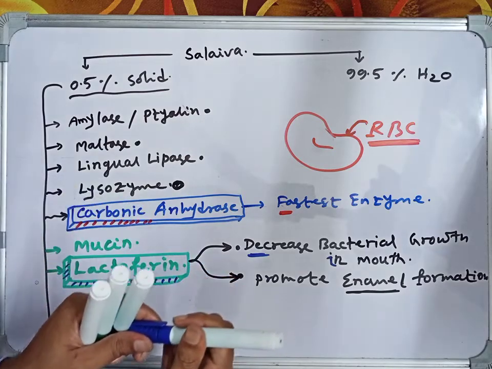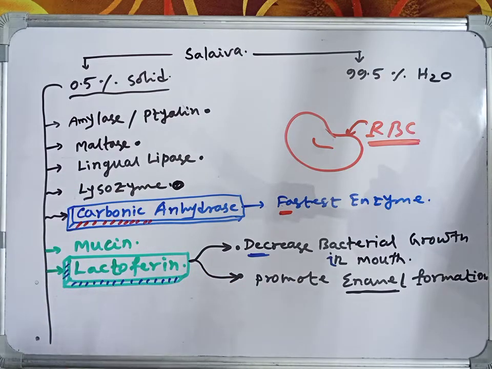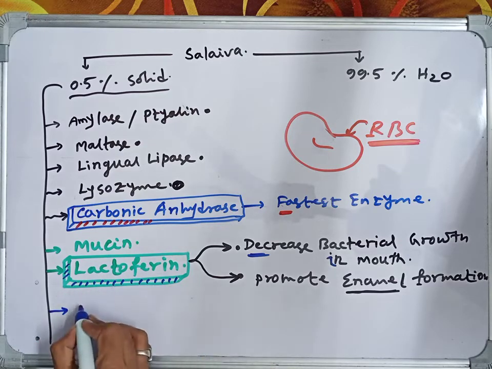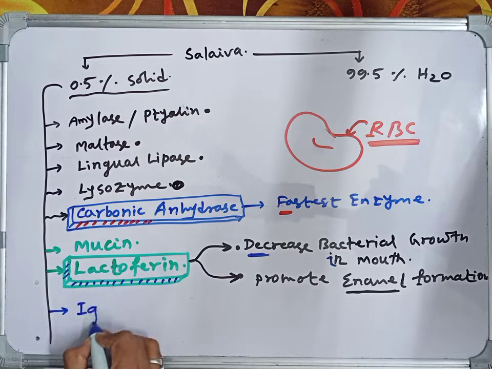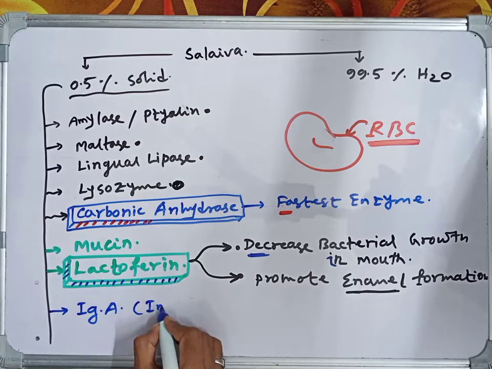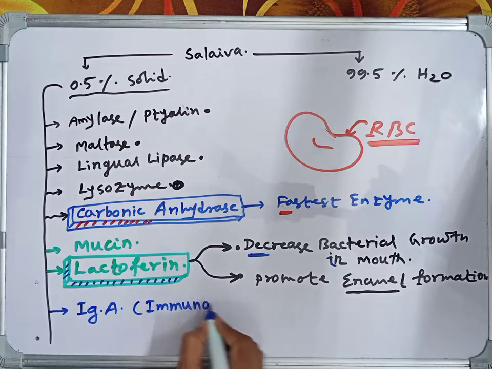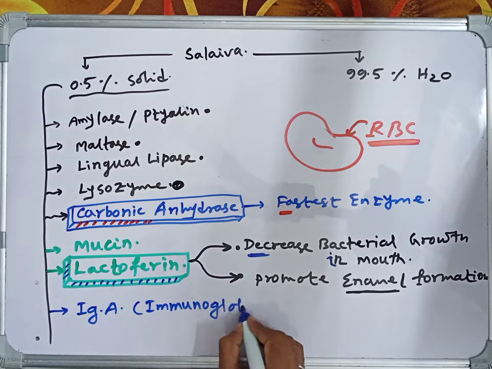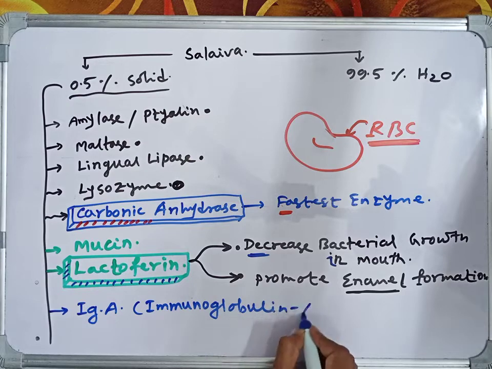And another composition: saliva also contains a champion antibody. Saliva contains immunoglobulin A, shortly called IgA. IgA is immunoglobulin A.